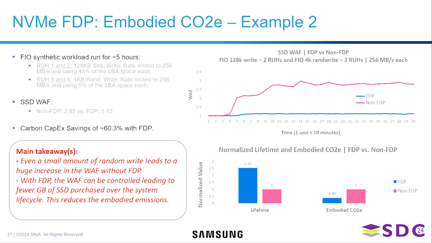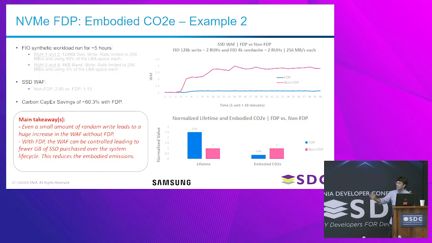And here the impact on carbon emissions is even higher, because if you look at the lifetime, if your non-FDP device were to last for a year, your FDP device would last for 2.5 years, which is a massive gain. And if your embodied carbon emissions with non-FDP were going to be 1 unit, you'd have a 60% reduction in that. So again, for free, you got a 60% reduction in your carbon footprint, right?